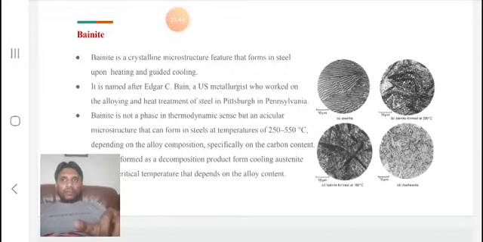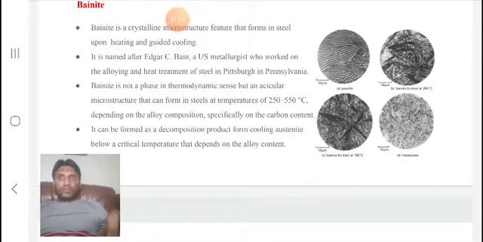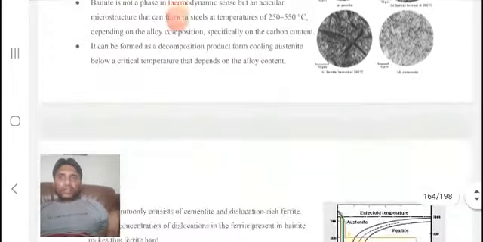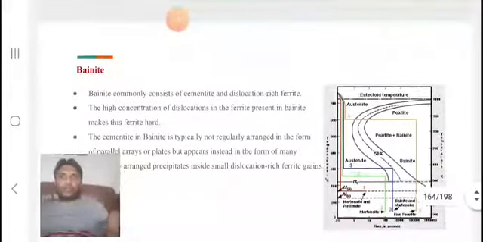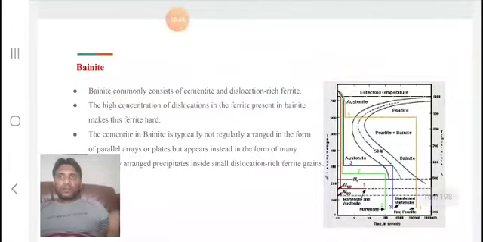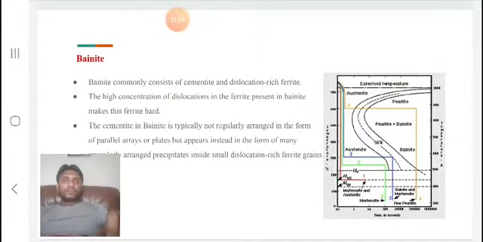So depending on the alloy composition, specifically on the carbon content, it can be formed as decomposition product from cooling austenite below a critical temperature that depends on the alloy content. So bainite commonly consists of cementite and dislocation rich ferrite.